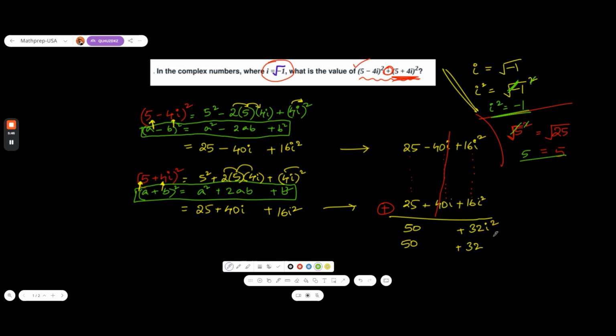Then in the place of i square, let me take negative 1. So it becomes 50, then 32 times negative 1 gives me negative 32. Then you subtract, you get 18. 18. This will be the final answer.